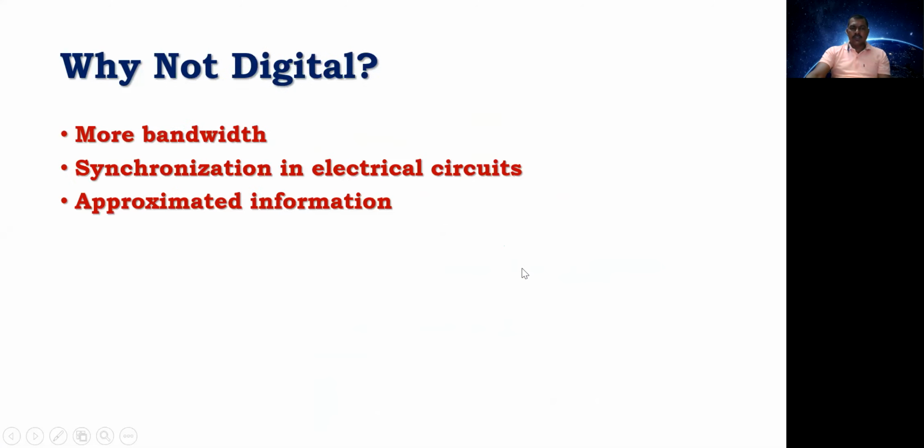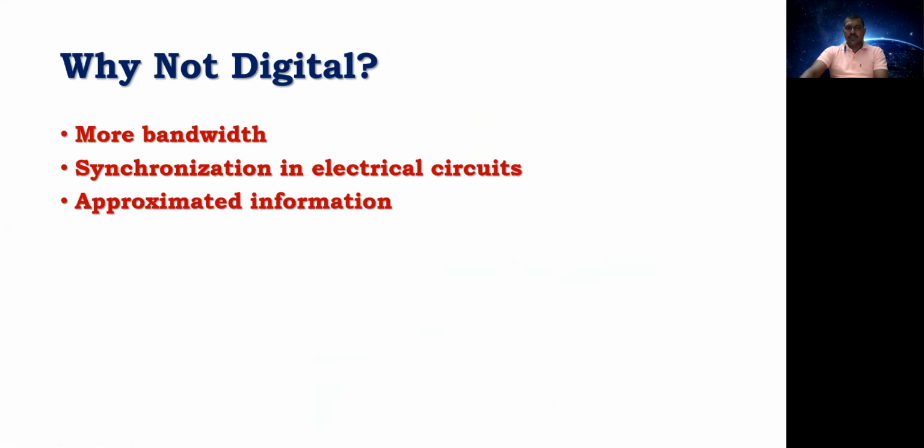Why digital? These are some of the advantages of digital circuits, digital signals, and why not? Why we should not? These are the drawbacks of digital signals. More bandwidth is required, synchronization in electrical circuits, and we are having approximate information. That is the main drawback of that. That is not the exact information that we have.